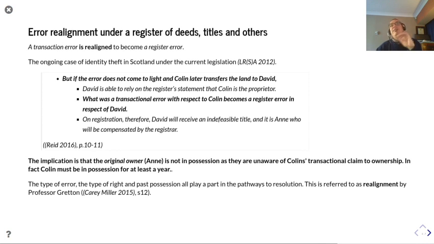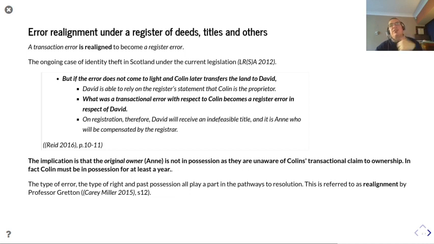However, if the identity theft is not discovered, then upon the next transaction, the previous transaction is realigned to become a register error. At this point, Colin transfers the land to David. David is able to rely on a register statement that Colin is a proprietor. The transactional error that did exist is now realigned into a register error, and so upon registration, David will receive an indefeasible title, and if Anne identifies that the fraud took place, she is now able to get the money rather than the mud because it's a register error.